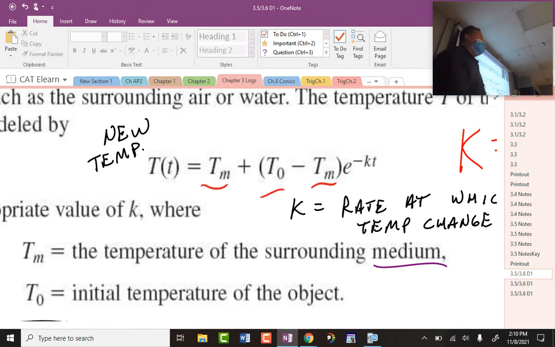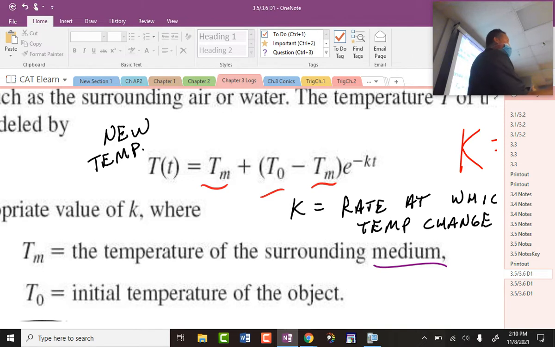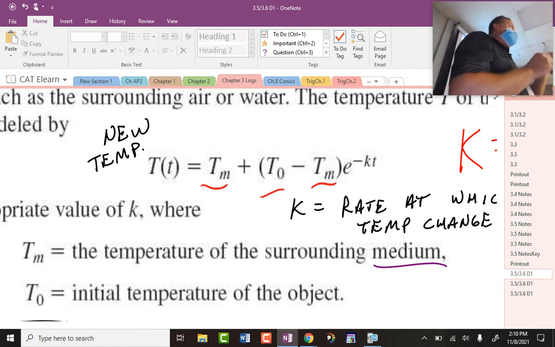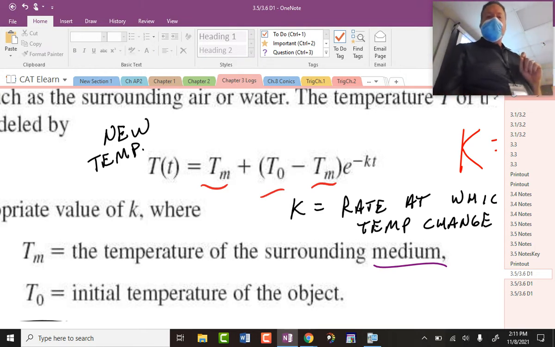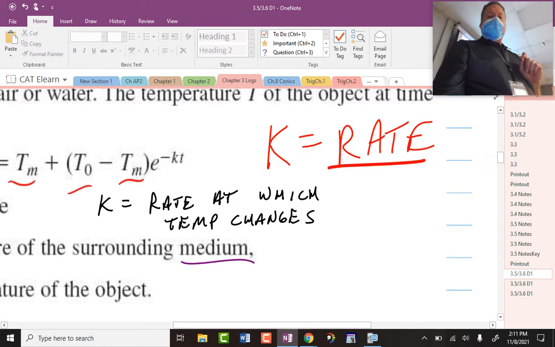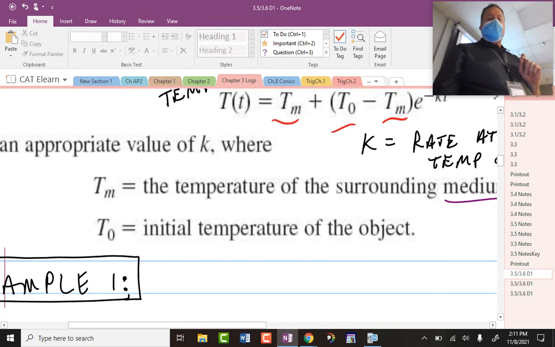And I don't want you to freak out over this. It's just PEMDAS, man. I don't understand why people have such a hard time with this when it's really not that bad. The reason they do is the math that they came in with, their ability to solve equations effectively without making numerical simple mistakes. It really is true. All right, so K is a rate at which the temperature changes.